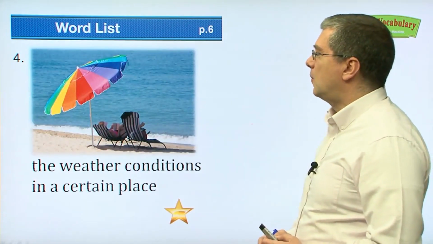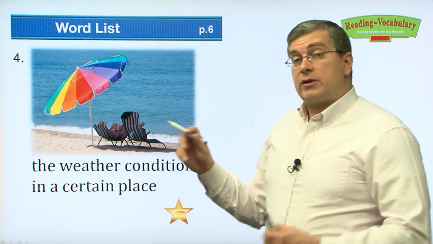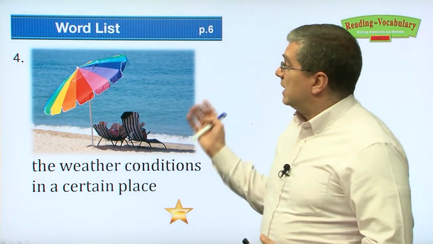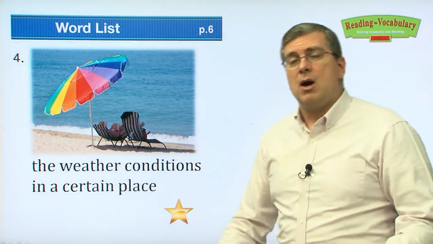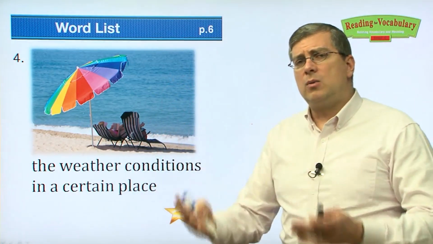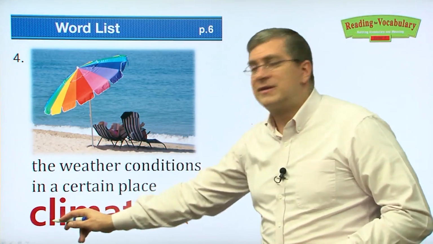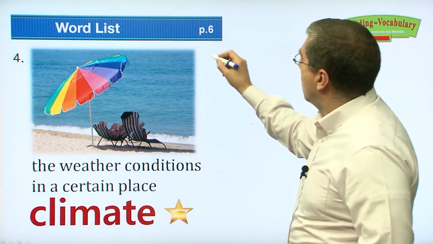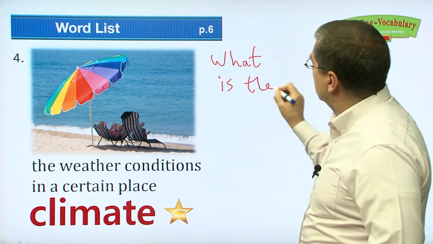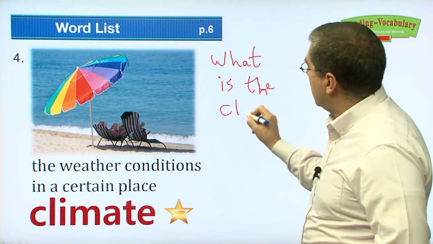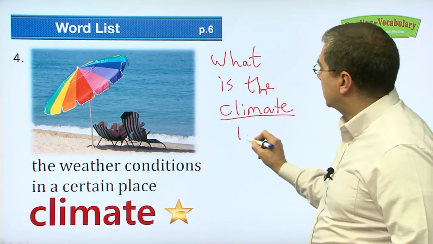Okay. 4. The weather conditions in a certain place. So if you're talking about the weather conditions, it's hot and sunny or it's cold and snowy. How do we describe those conditions with one word? We say, what is the climate like? What is the climate, what is the climate like?